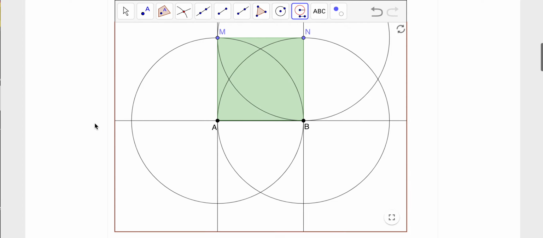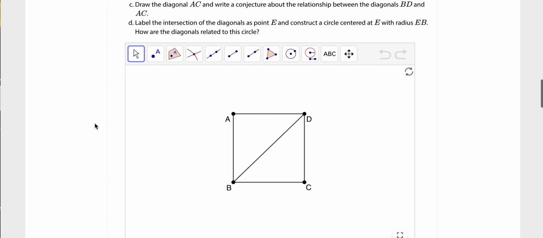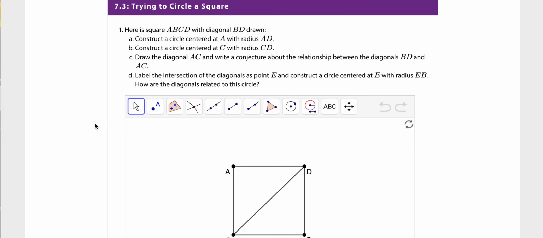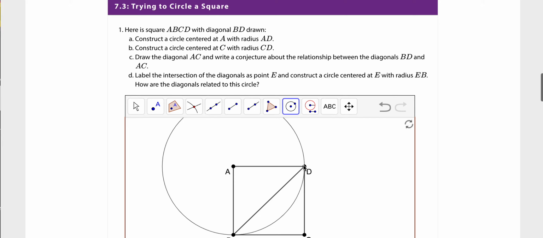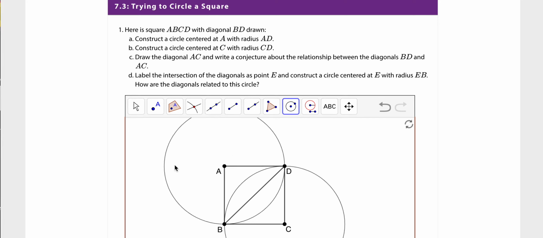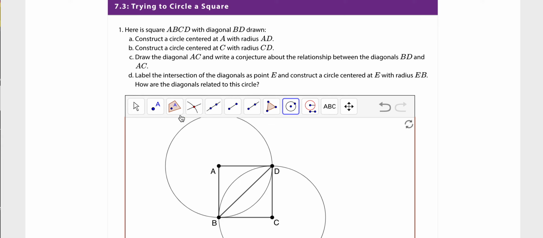Now when you get down to 7.3, it'll challenge you a little bit, okay? The first part of 7.3 will just ask you to create some circles, so we'll do it real quick. Circle centered at A with radius AD. A circle centered at C with radius CD. And then they want us to create the diagonal AC and write a conjecture about the diagonals.